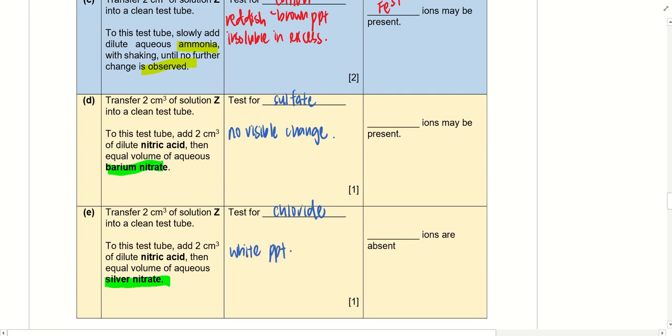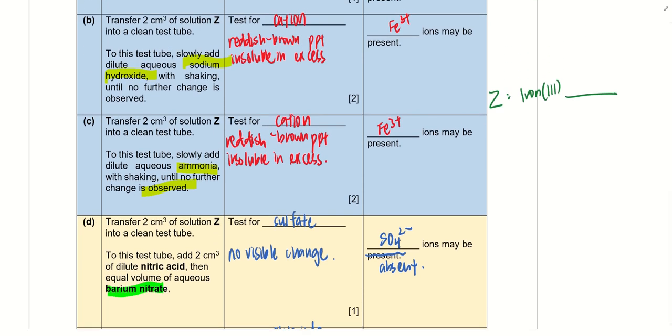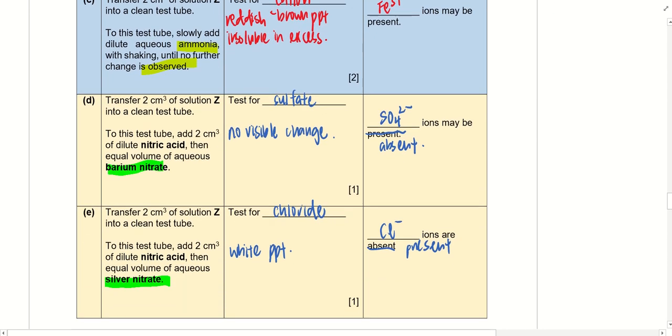Now for this, we can confirm that sulfate is not present. There's a mistake in the worksheet, so just take note that sulfate is actually absent. And for chloride, because you get a white precipitate, that means Cl- is present. So based on this, we confirm that this particular Z is actually iron 3 chloride. So that's it for question 3. Thank you.